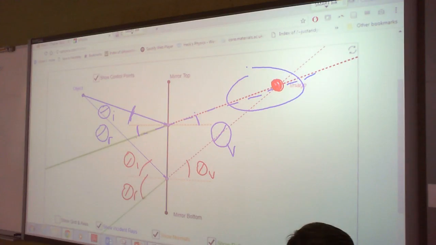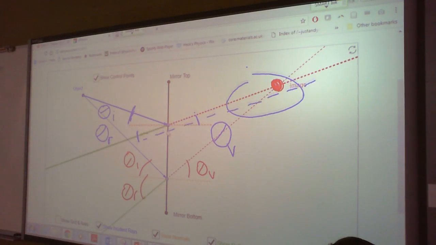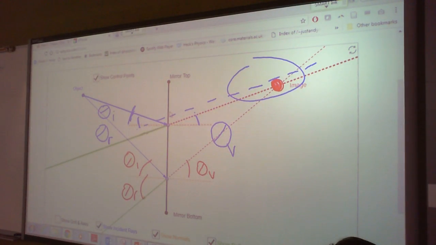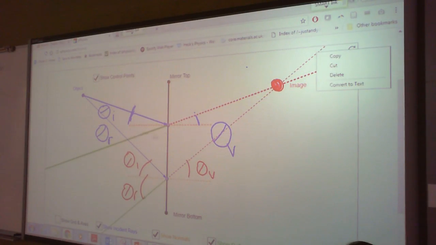However, in your lab, I'm going to ask you to use 3 different lines, because we know that 2 lines are going to cross at some point, but if you could get that 3rd line to cross using your ray analysis, we'll be certain where that image is located.